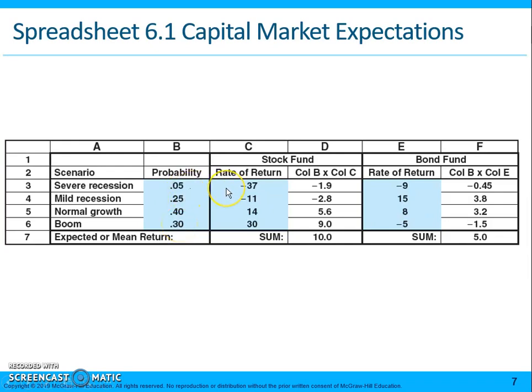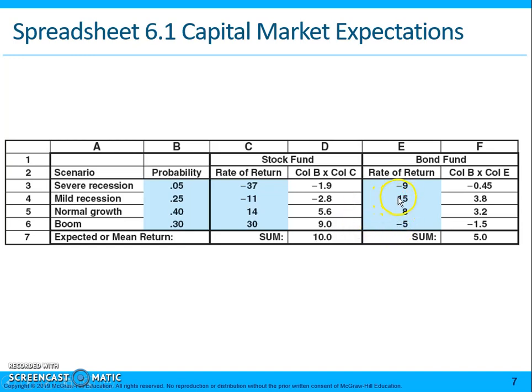The stock fund has expected returns of a loss of 37% in a severe recession, a loss of 11%, a gain of 14%, and a 30% return gain in the boom scenario. The respective returns for the bond fund are a loss of 9%, a gain of 15%, a gain of 8%, and a loss of 5%.